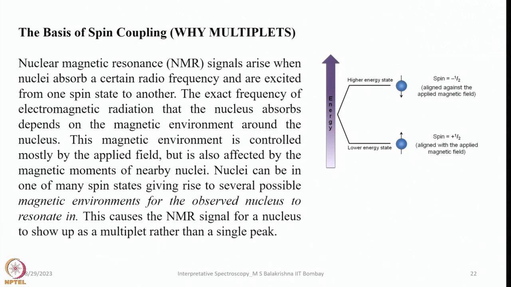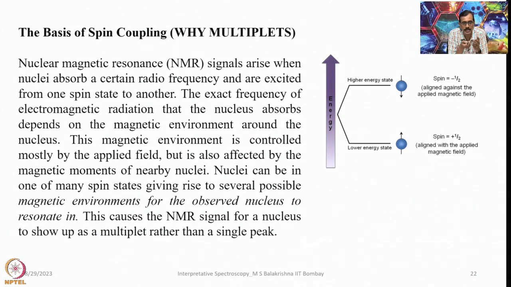What is the basis for spin coupling? I already discussed some of this a couple of slides earlier, but let me go back and repeat some of these facts so that the understanding is better. NMR signals arise when nuclei absorb a certain radio frequency and are excited from one spin state to another. When the energy we supply equals the resonance frequency, flipping of the spin takes place, and we call that the transition. The exact frequency of electromagnetic radiation that the nucleus absorbs depends on the magnetic environment around the nucleus.